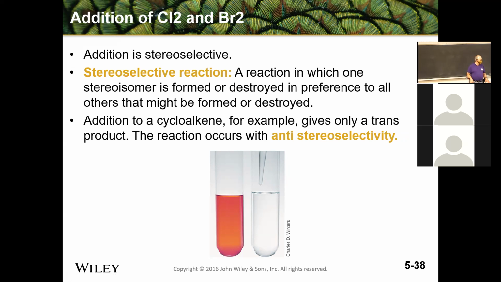Addition of bromine is a simple chemical test for a double bond. Bromine has a dark red-brown color, and when it adds to a double bond, the dibromo compound is usually colorless. So you see an immediate decolorization, immediate disappearance of that red-brown color if there's a double bond present.